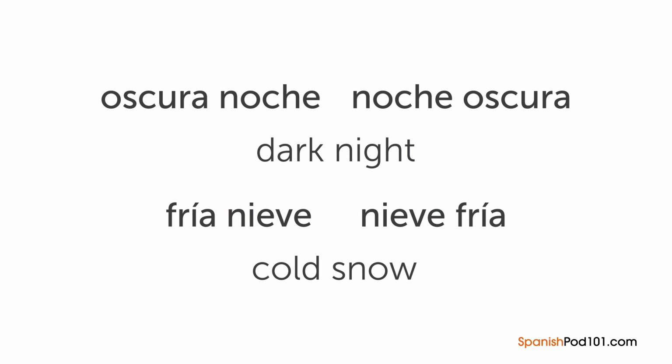An important point to remember is that if the adjective is talking about the quality of a noun that's always the same, the position of the adjective doesn't change the meaning. For example, oscura noche or noche oscura both mean dark night, because night is always dark. The same way that fría nieve or nieve fría both mean cold snow, because snow is always cold.